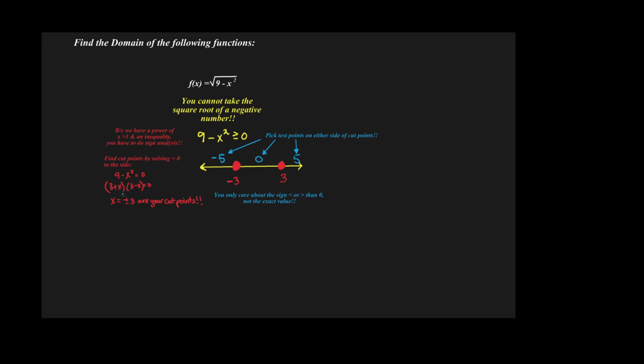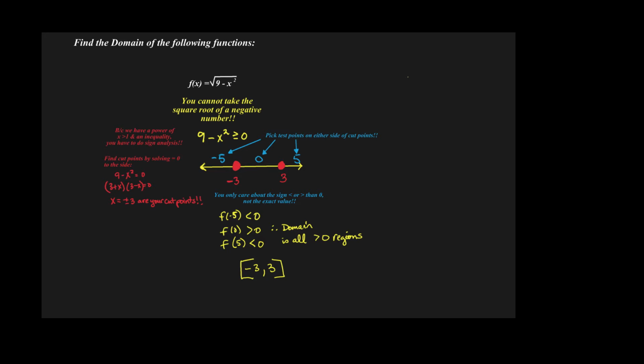So to plug in a -5, 3 plus a -5 is a negative number, 3 minus a -5 is positive, so that's a negative times a positive, which is going to be a negative. Plug in a 0, those are two positives. Plug in a 5, you'll get a negative and a positive again. When you finish all that up, you should get less than 0, greater than 0, less than 0. We only care about the greater than 0 regions for domain, so that would be your final answer, -3 to 3. Notice we are using brackets because of the equal sign found here in the closed dots.